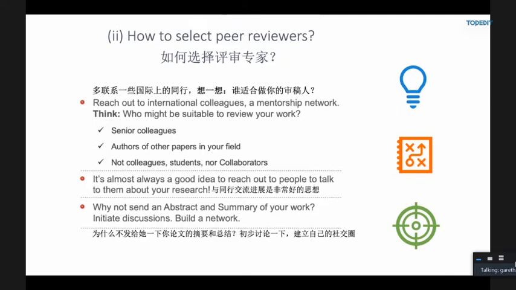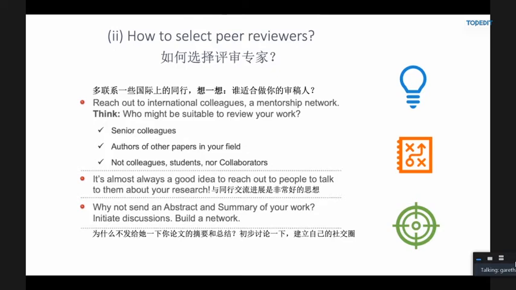You then say, dear Professor so-and-so, when I send this paper to this journal, would you be interested in being a peer reviewer? If they say yes, that's great. You put them into the submission system, you put their names in your covering letter, which we'll talk about again in a minute. Reach out to international colleagues. Don't be shy. Develop that mentorship network.